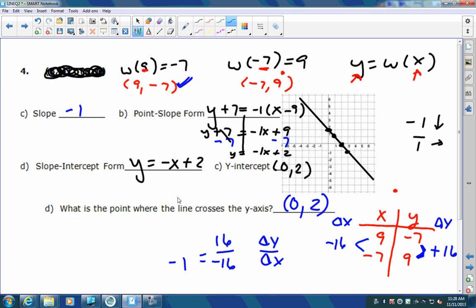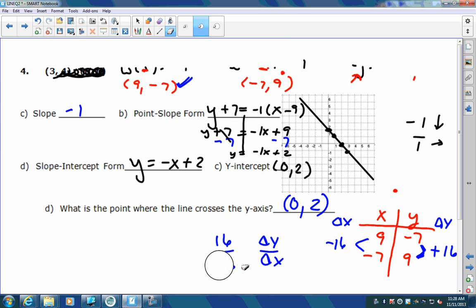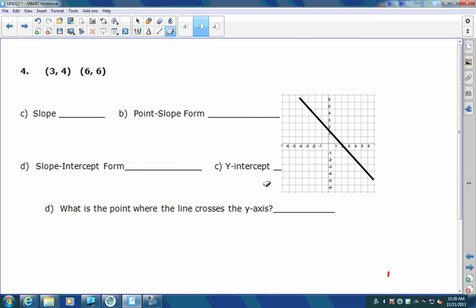All right, now I rewrote this because we changed it on the worksheet, but let me erase everything on here and let me do the problem that was originally on there. There we go. Let me move that little line. Okay, so on this one, it gives us the points 3, 4, and 6, 6. So I'm going to go over to 3 and up to 4, put a dot, and 6, 6.